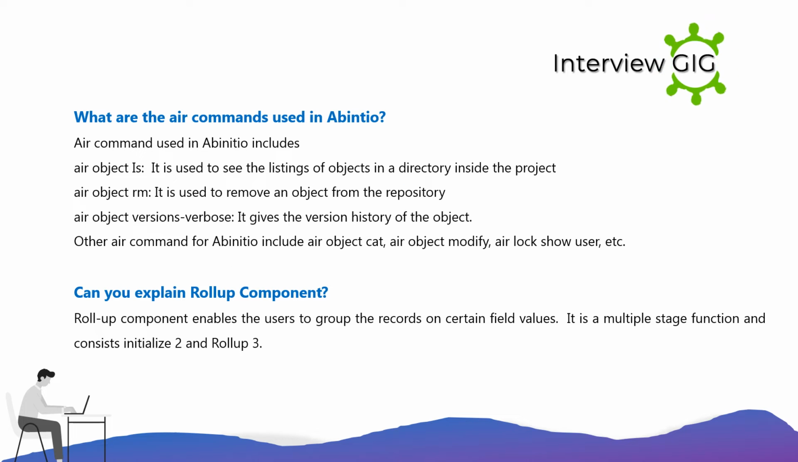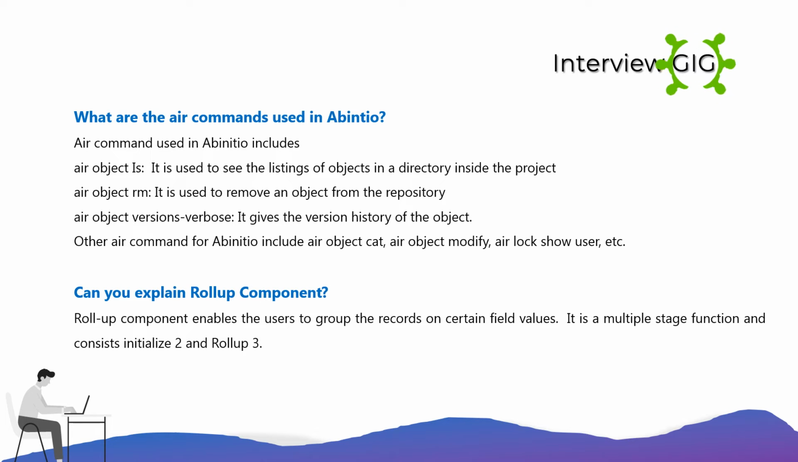What are the air commands used in Ab Initio? Air commands used in Ab Initio include air object ls, which is used to see the listings of objects in a directory inside the project. Air object rm, which is used to remove an object from the repository. Air object versions -verbose, which gives the version history of the object. Other air commands for Ab Initio include air object cat, air object modify, air lock show -user, etc.